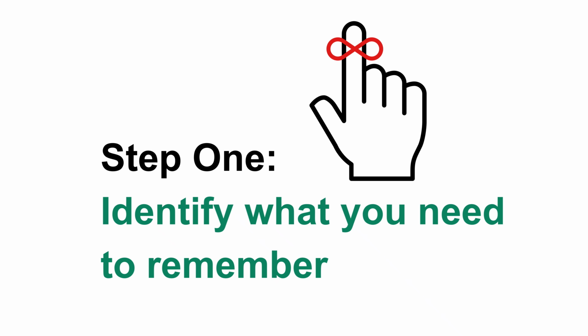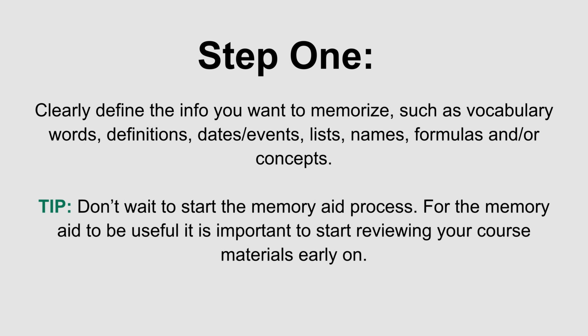Step 1. Identify what you need to remember. Start by clearly defining the information you want to memorize. This could be vocabulary words, definitions, dates and events, lists, names, formulas, and/or concepts. For a memory aid to be useful, it is essential to start engaging with course material early on to help establish connections and identify areas that require focus.